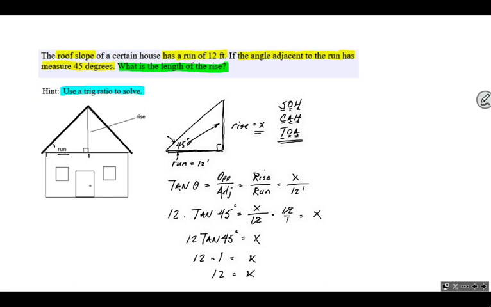Our units here are feet, and so our final answer, our x value, or our rise, in this case, the rise of this roof with an angle that gives it a slope at 45 degrees and a run of 12 feet, our rise is also equal to 12 feet. And that makes a lot of sense. So this is our final answer, and I hope that's helpful.